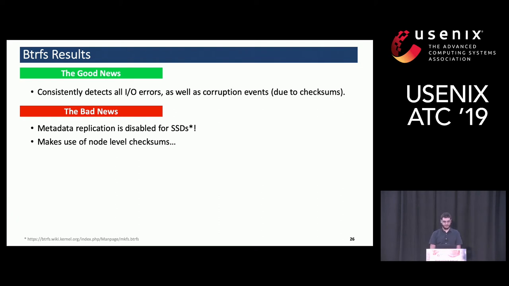So, what about Btrfs? Btrfs is capable of consistently detecting all I/O errors as well as corruption events due to the usage of checksums. However, Btrfs disables metadata replication when the underlying device is an SSD, and that behavior is the default one. According to the official documentation, there are two main reasons for that. First, SSDs can internally deduplicate two identical logical blocks by remapping them to a single physical copy. However, this behavior would negate the purpose of increased redundancy and would waste file system space.